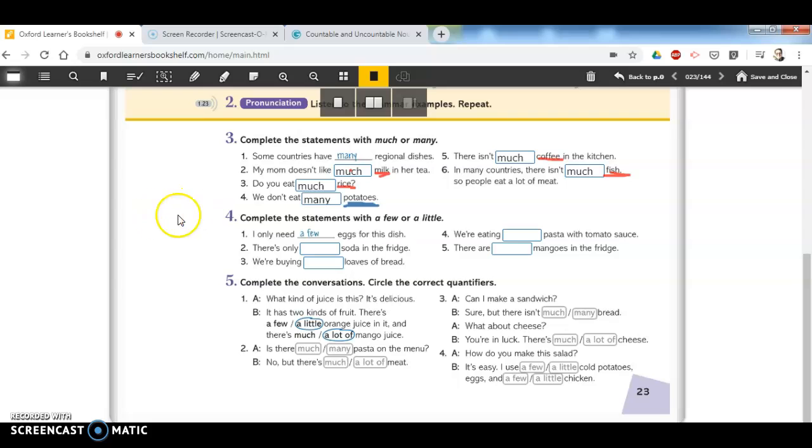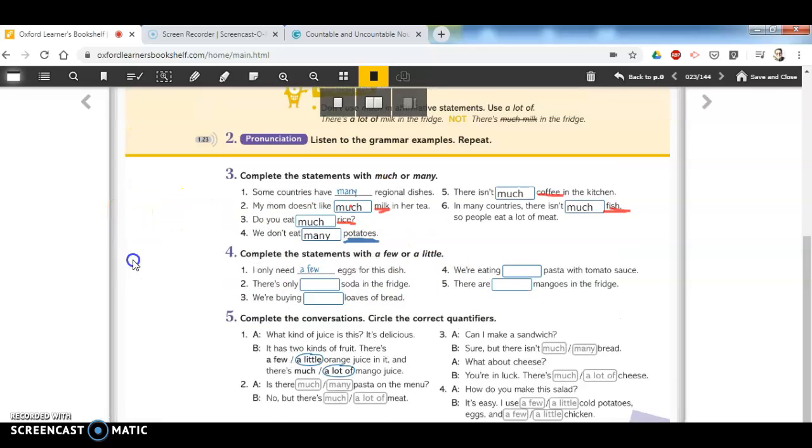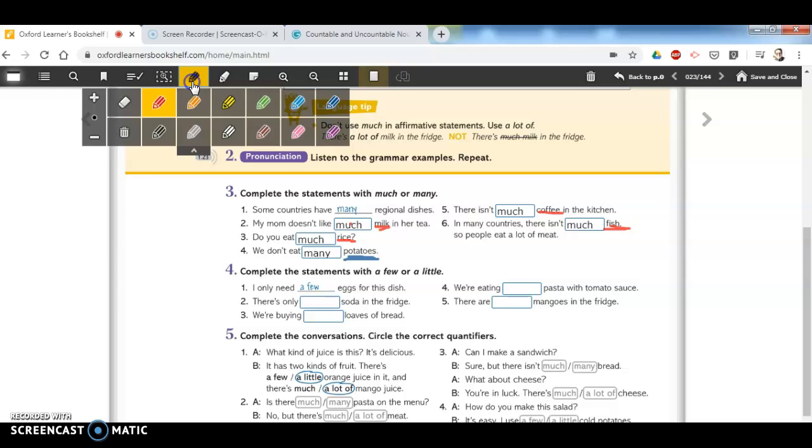Okay. Exercise number 4. We're gonna do it for homework. Exercise 4. Wow, this is hard.